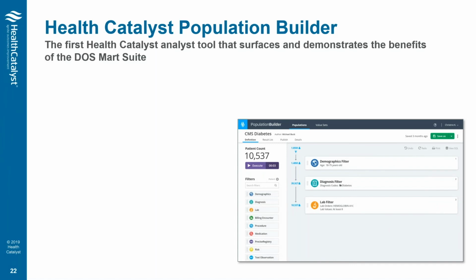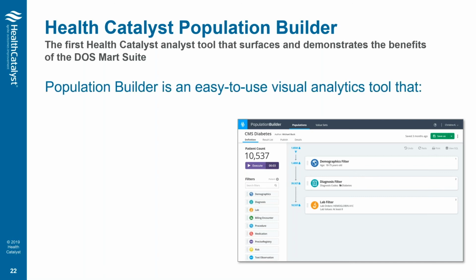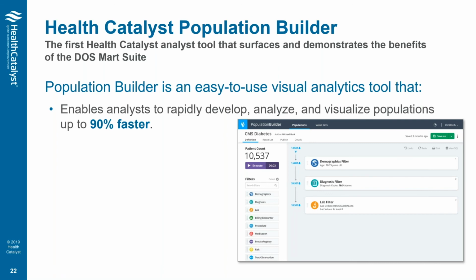So I'm going to introduce Population Builder. This is a product that we launched, again, a few months ago as part of our rapid response analytics solution. And the Population Builder is a tool that greatly accelerates the creation of populations in the DOS platform. It's an easy to use tool. It enables the ability to develop, analyze, and visualize populations up to 90% faster. And I'll go out on a limb and say sometimes even quite a bit more than 90% when you think about how long it would have taken to write that really big query that we saw presented earlier.